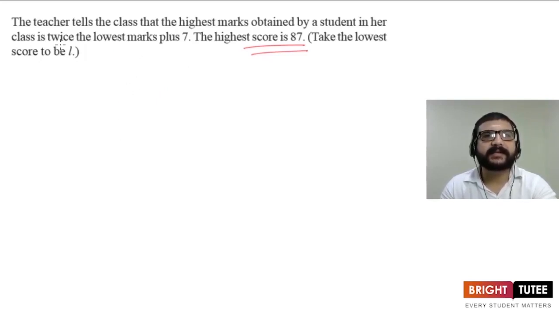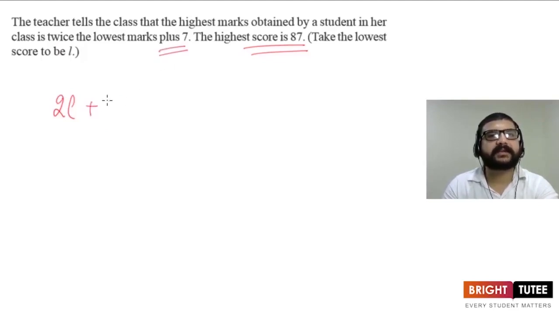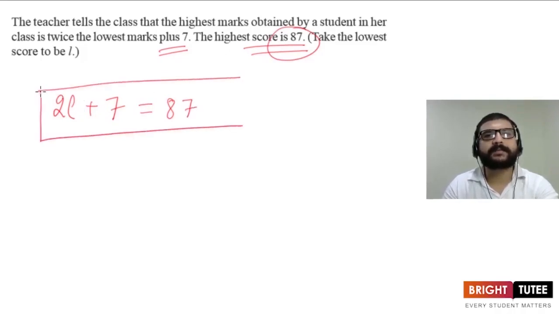As it is given, it is twice the lowest marks, so it will be 2L, plus 7 as it is given here. So 2L plus 7. This is the highest marks in terms of L, and it is given that the highest marks is 87. So this will be equal to 87. So now the equation becomes 2L plus 7 is equal to 87. This is the equation representing the given situation.